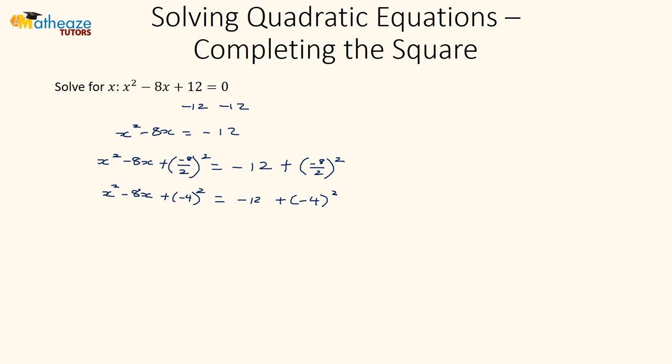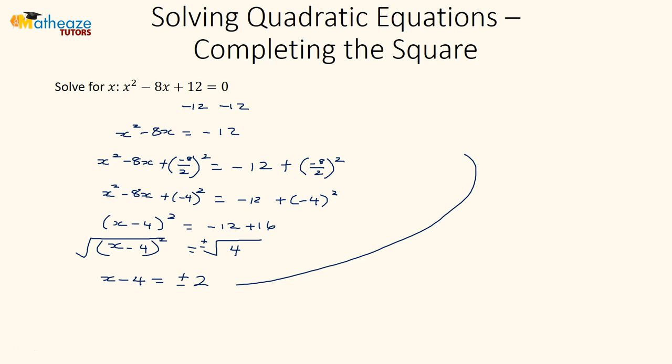So now we're going to re-express this as a perfect square on the left hand side. So we have (x - 4)² equal to negative 12 + 16. (x - 4)², we take a square root, is equal to positive negative square root of 4. So now we have x - 4 equal to plus minus 2.